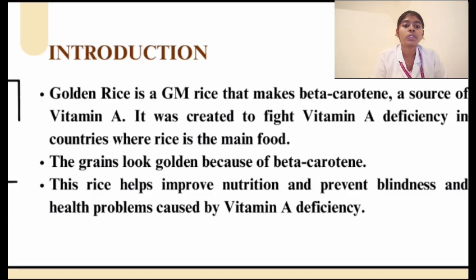This rice is special because it provides beta carotene in the grains. Beta carotene is the precursor to vitamin A and gives the rice a golden yellow color. When we eat golden rice, beta carotene is converted into vitamin A in our body. The main goal of the innovation is to provide more nutritious, stable food for people, especially in developing countries where vitamin A deficiency is a major health issue.